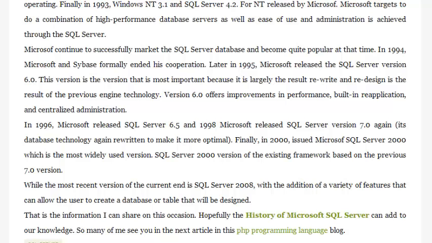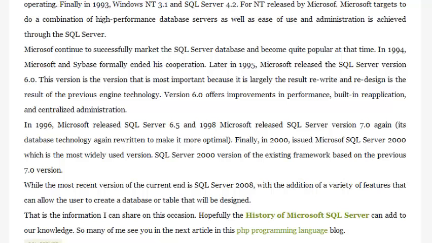The SQL Server 2000 version is based on the existing framework of the previous 7.0 version, while the most recent version at present is SQL Server 2008, with the addition of a variety of features that allow the user to create a database or table that will be designed.